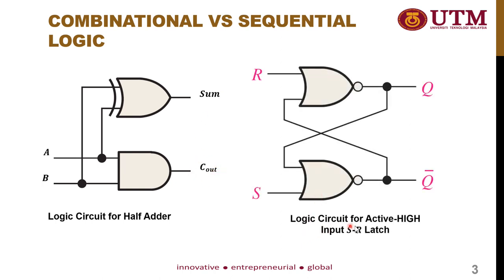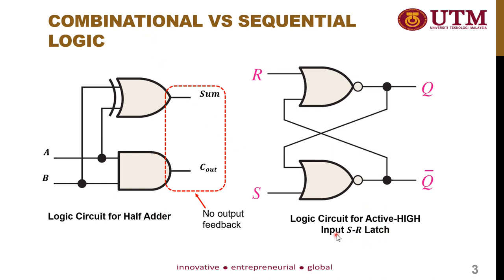And this logic circuit shows an active high input SR latch. In this SR latch, it has a total of four inputs: R, S, and also inputs that come from the outputs, which are Q bar and Q. So from this circuit's architecture, you can say that there is no output feedback coming from the half adder. So you can conclude that the half adder is a combinatorial circuit.